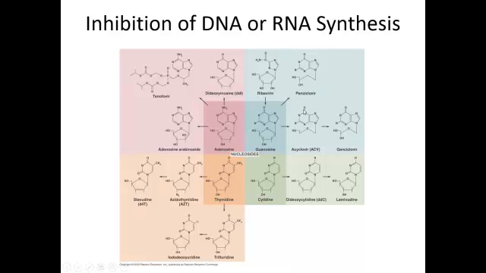There are some antimicrobials that inhibit DNA and RNA synthesis directly at DNA and RNA polymerization. Here's one of them, acyclovir, that you may have heard of. We give this to patients who are HIV positive because as their immune system drops, herpes viruses will come out of latency and start causing them problems.